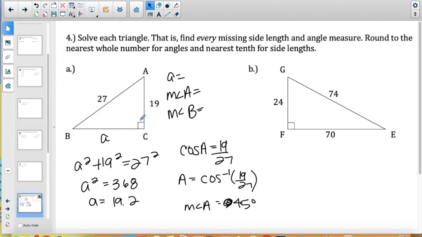Now, when you have that angle A is 45 degrees and angle C is 90, we can use the idea that triangles add up to 180 degrees. So 180 degrees minus 90 minus 45 leaves us with 45 degrees for angle B. So the measure of angle B is 45 degrees.